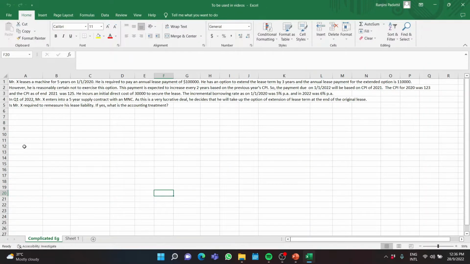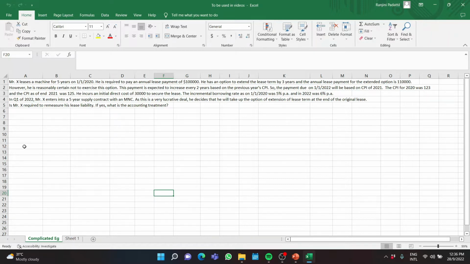Mr. X leases a machine for 5 years on 1st January 2020. He is required to pay an annual lease payment of 100,000. He has an option to extend the lease term by 3 years and the annual lease payment for the extended option is 110,000. However, he is reasonably certain not to exercise this option.